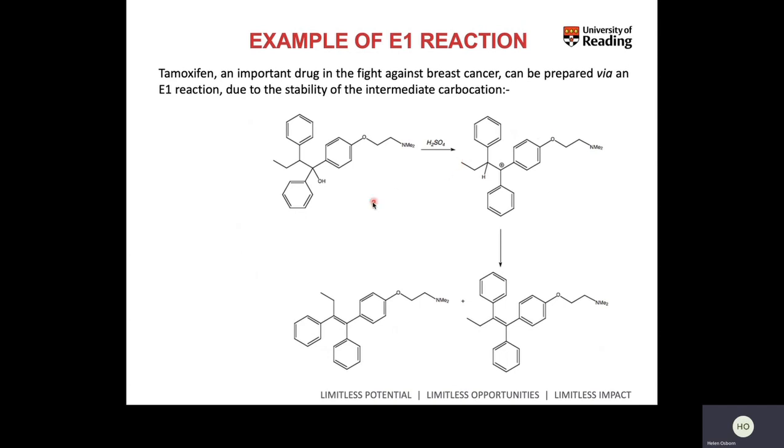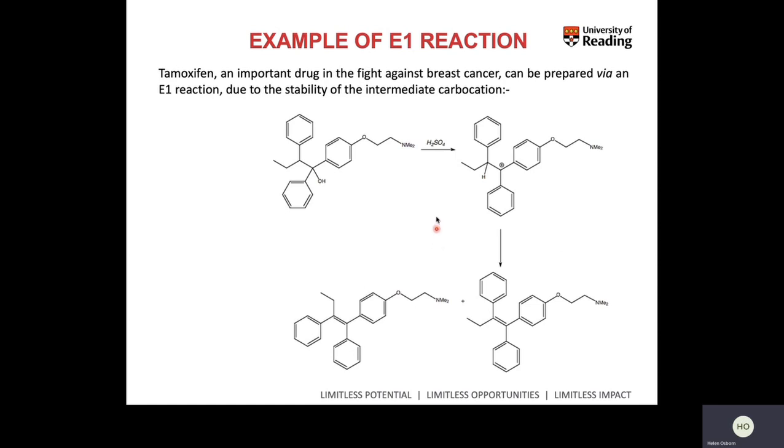So again, to exemplify this point, I've got an example here, which again, you'd never have to draw out. You don't need to remember the structures of this, but if the scheme was given to you, you should be able to rationalise what is happening. And it's an example of where we make tamoxifen, which is an important drug for the treatment of breast cancer. So here we've got the tamoxifen products, and we've got it as a mixture of the E and the Z forms. So the reaction occurs to make a mixture, as we've seen on the previous slide.